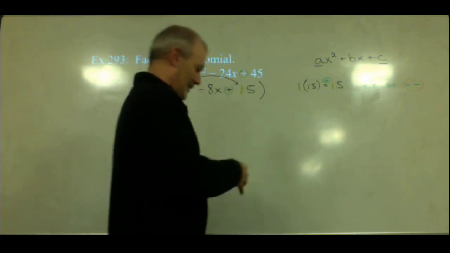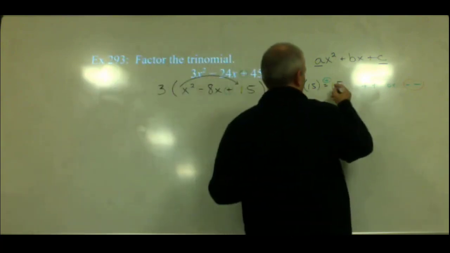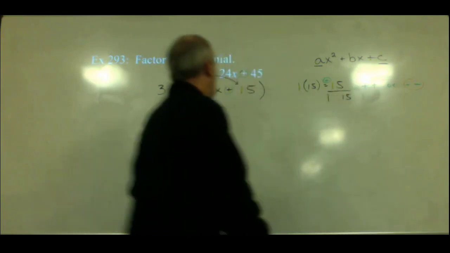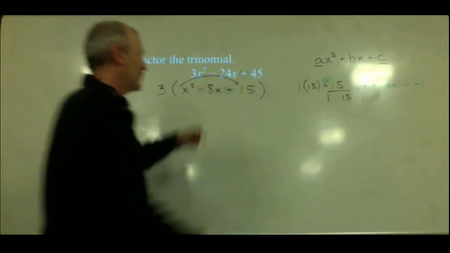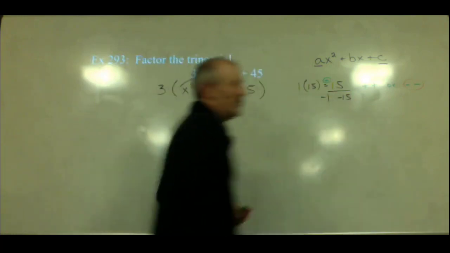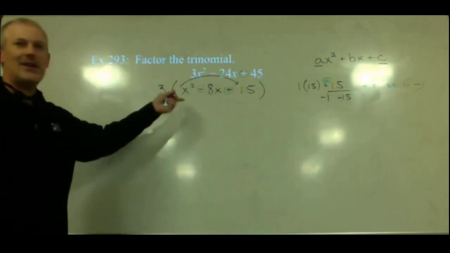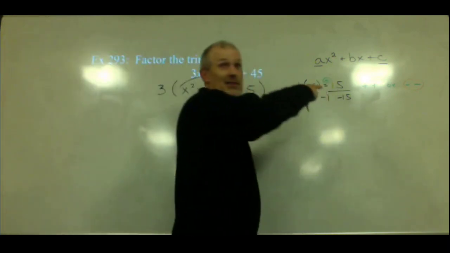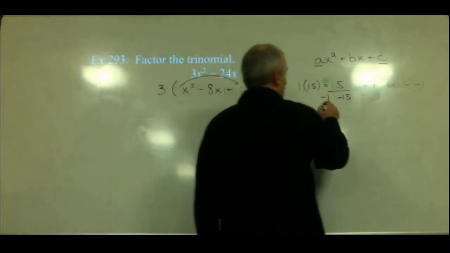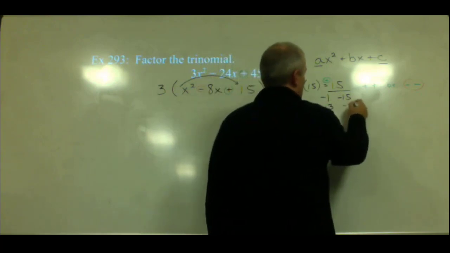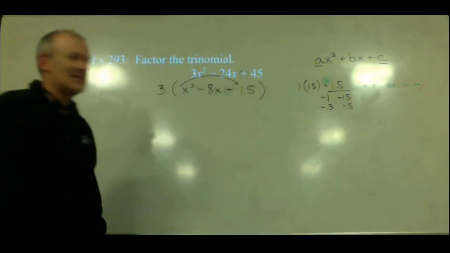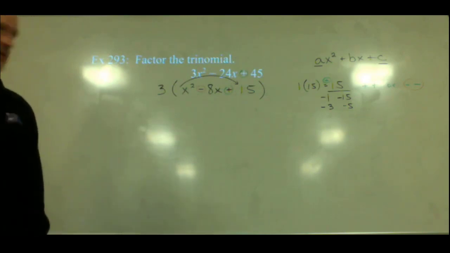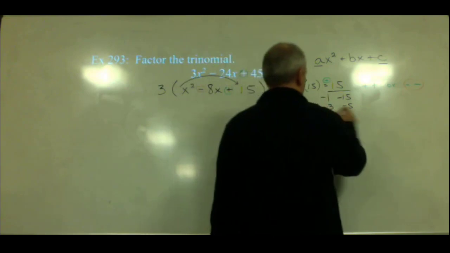So let's find our factors. 1 and 15. Does that add up to be, oh wait, they're both negative, sorry. Negative 1 and negative 15, does that add up to be negative 8? Nope. 2 does not divide into 15, so we'll skip the 2. 3 goes into 15, 3 times negative 5. Negative 3 times negative 5, does that add up to be negative 8? Yes, so that's the one we're going to use.